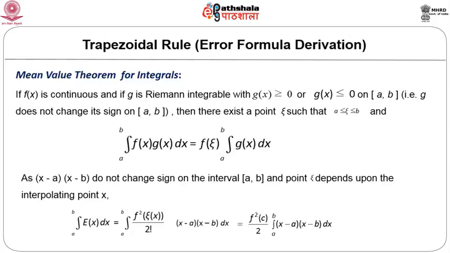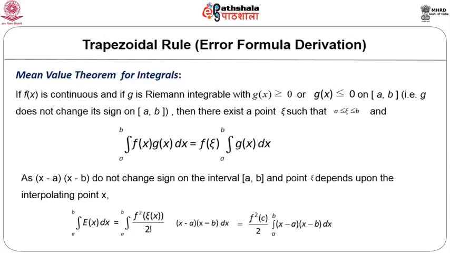such that we can write the integral from a to b of the product f(x) into g(x) dx as f(xi) into the integral from a to b of g(x) dx. Meaning, when we are integrating the product f(x) into g(x), and if g(x) does not change the sign, then f at some point within the interval can be taken outside the integral sign, and all we are required to integrate is g(x).